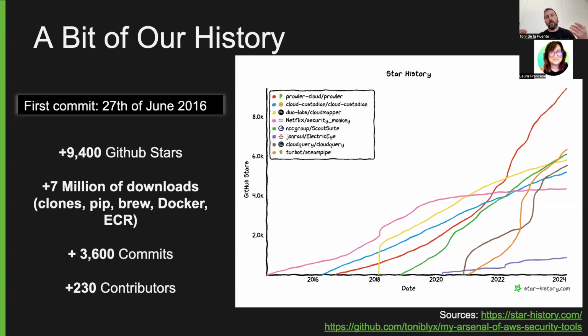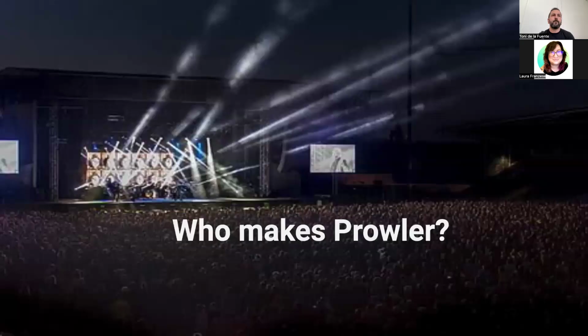In our case, we are growing very fast because we are adding more features. As you can see, we passed 9,000 GitHub stars. We also passed 7 million downloads. To give you an idea, pretty much every 10 seconds somebody runs Prowler. That is impressive, and we have very good feedback from our users and our contributors.